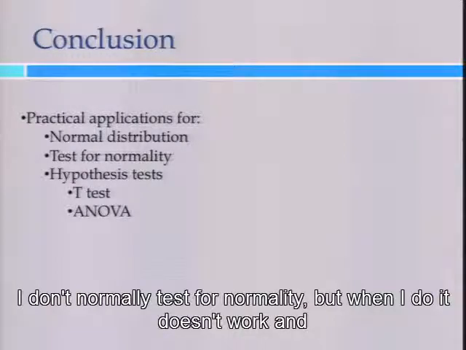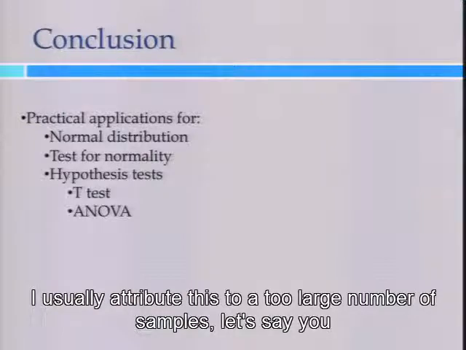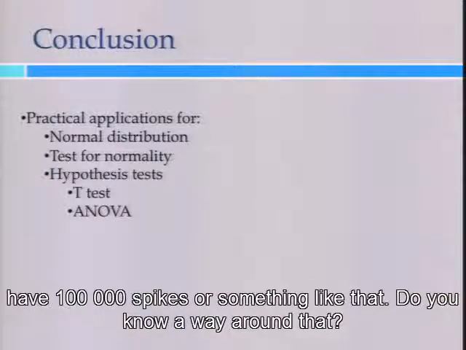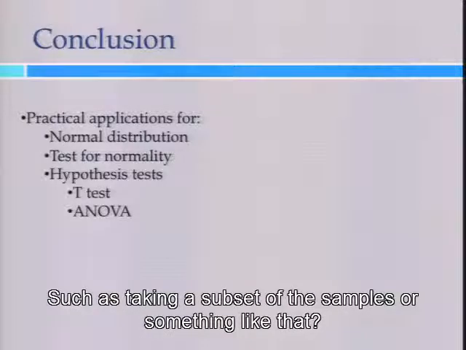Yes, I had a question. I know that usually, maybe this is just that I'm lazy, but I don't normally test for normality. But I use a t-test, and usually I find whenever I do that, whatever distribution I have is not normal. I guess because the sample size is so big. You know, say you have like 100,000 spikes or something like that. Do you know, or maybe somebody else, a way around that? Like, do you just take some subset of the sample, so you have a small sample size, and test on that, or are there tests for normality that are okay with that?